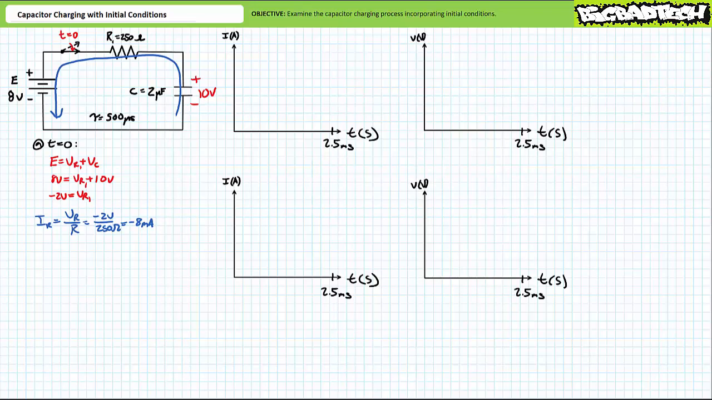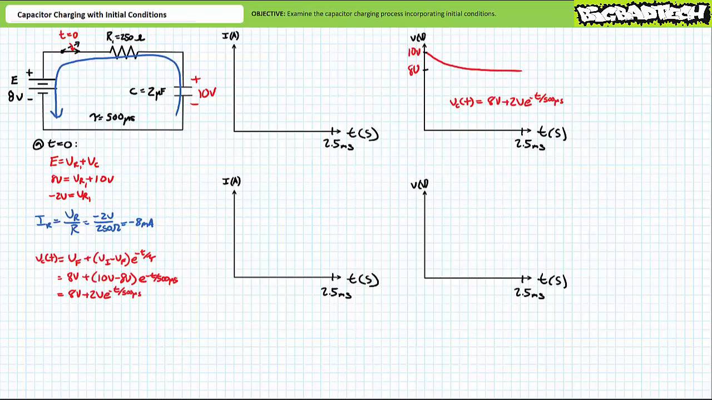At t equals 0, the 8 volt source and the 10 volt capacitor oppose one another. When these effects are superimposed upon one another, accounting for polarity, the resistor experiences a differential of 2 volts, positive to negative, right to left. The capacitor will discharge through the resistor and into the 8 volt source.